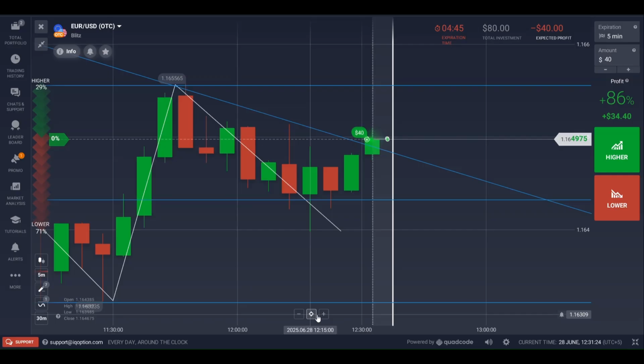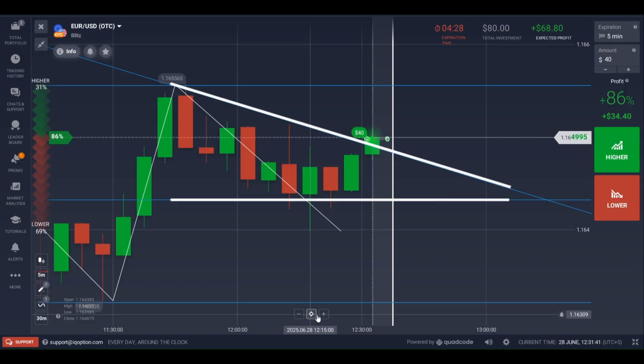Today, we're analyzing a real market setup on Euro to US dollar in the OTC market, using the 5-minute candle and 5-minute expiry strategy, a setup that's perfect for practicing high-conviction trades during weekends or low liquidity periods. As we begin, take a look at the trendline and support zone.